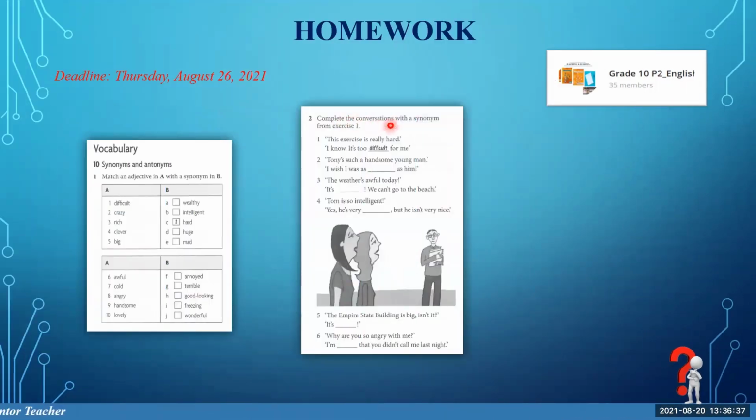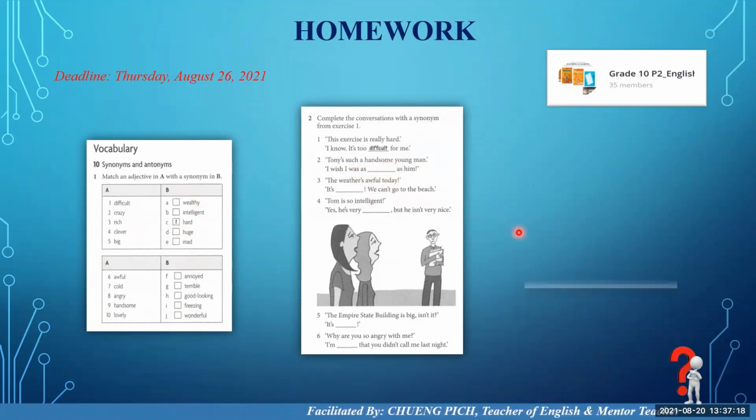Number 2, complete the conversation with the synonym from exercise 1. So here we are using a synonym from exercise 1 to complete this conversation. The first one is for us: like, this exercise is really hard. I know, it's too difficult for me. He's such a handsome young man. I wish I was asked. What is it? Choose one of the synonyms here to complete this box.